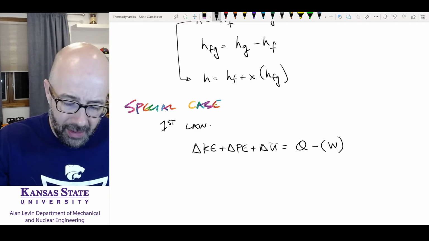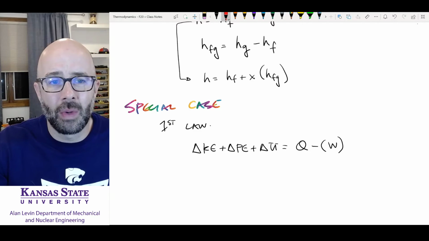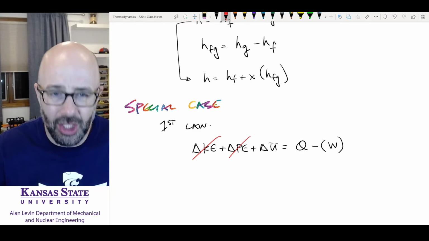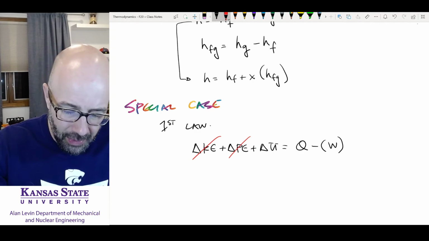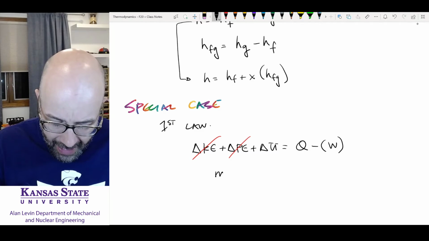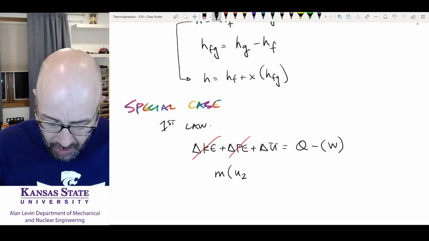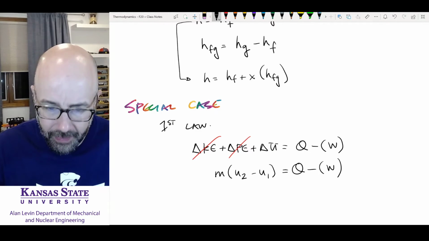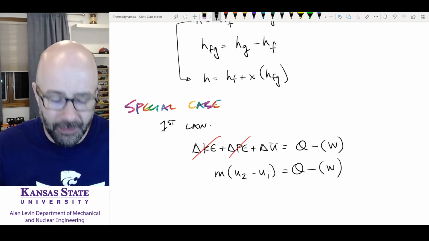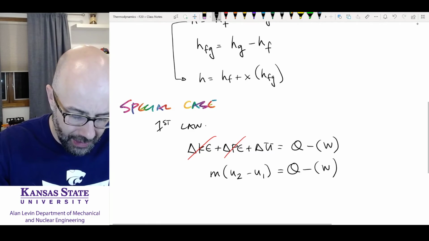So let's go with our simple situations that we normally deal with, where kinetic energy and potential energy are negligible. That's typically what we have, and so we're left with this equation: the mass times the internal energy at state 2 minus the internal energy at state 1 is equal to Q minus W. Now, here's where my special case really comes into play.